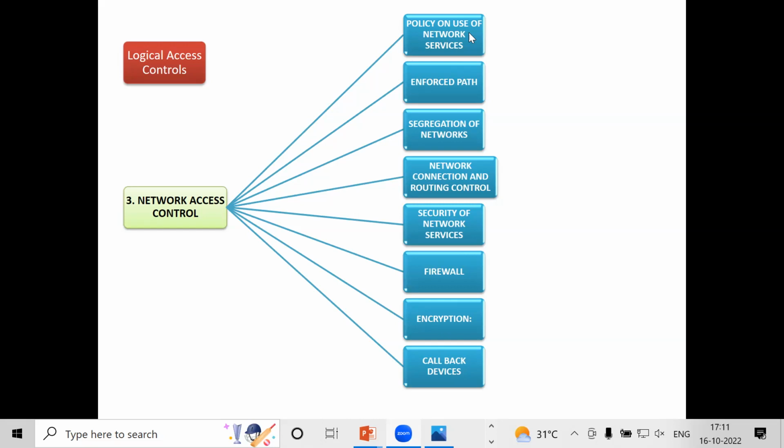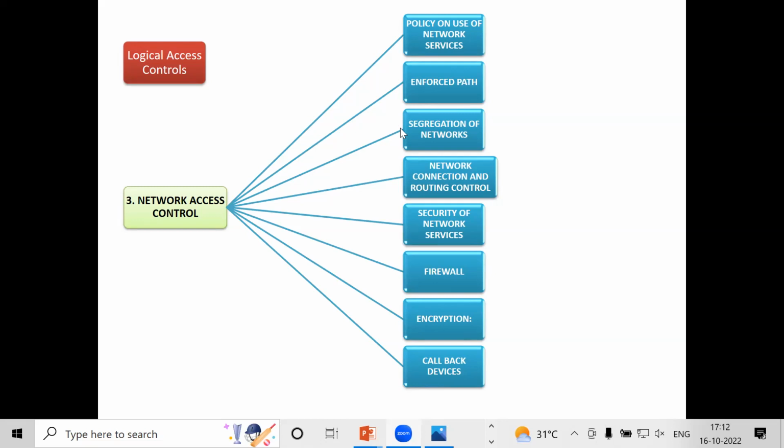Then the enforced path. During Corona time, you would have experienced that you were permitted only through a particular path. Why? They wanted to check whether you were affected with Corona or not. So for the checking process, they forced you to cross through a particular path. Here also in the network, they can enforce it.